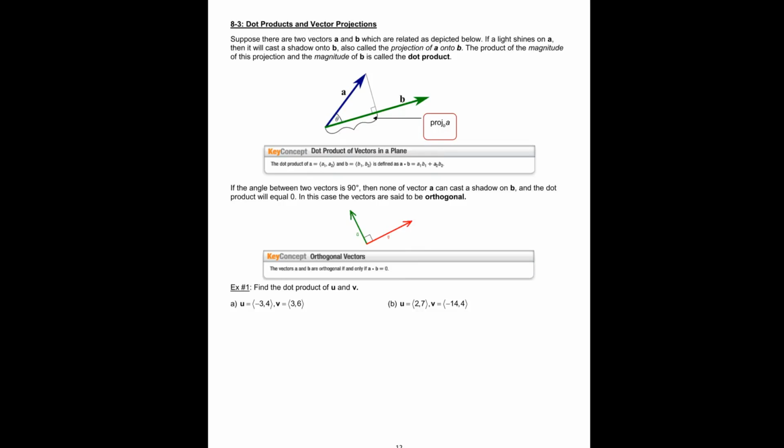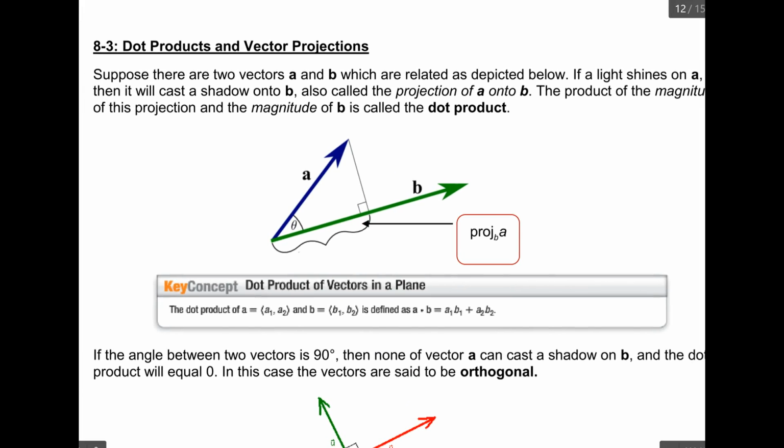8.3 dot products and vector projections. So suppose we have two vectors A and B which are related as depicted below. If the light shines on A, it will then cast its shadow on B. This is also called the projection of A onto B.